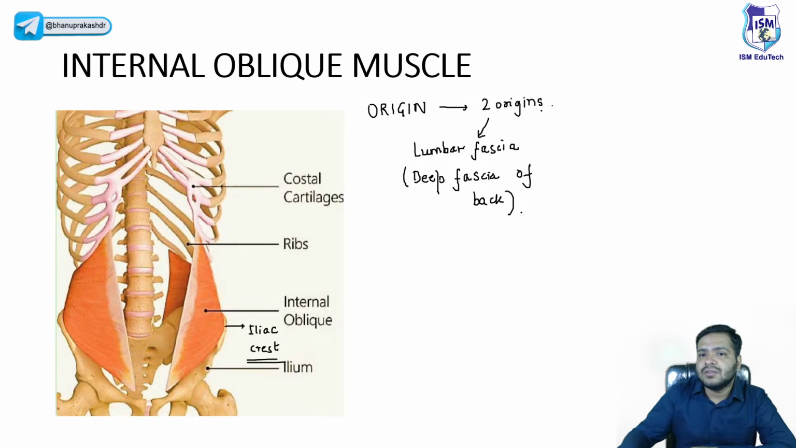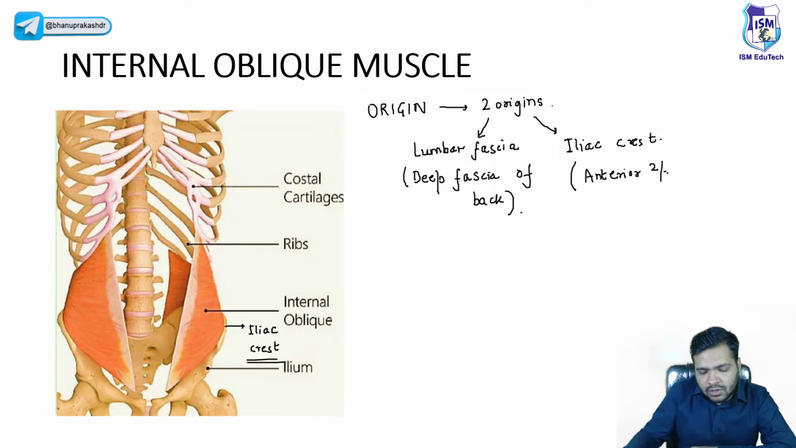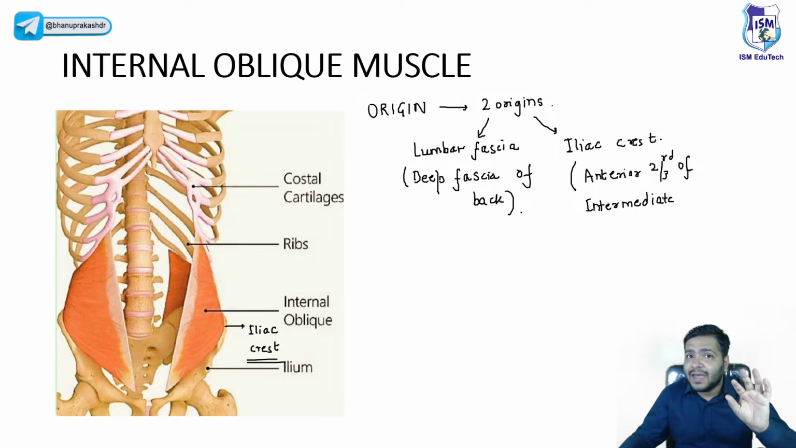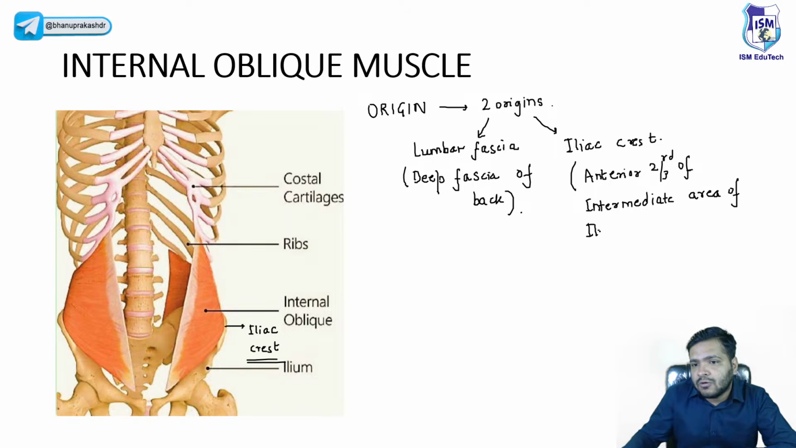The other origin is the iliac crest, and in the iliac crest, it is the anterior two-third of the intermediate area. I told you that we have the outer lip, inner lip, and the intermediate area. So it is the anterior two-third of the intermediate area of the iliac crest. These are the two origins.